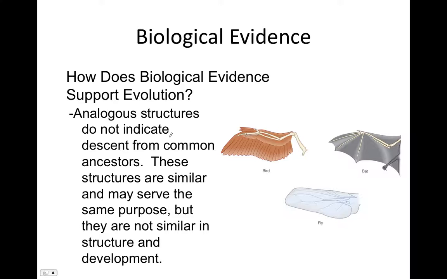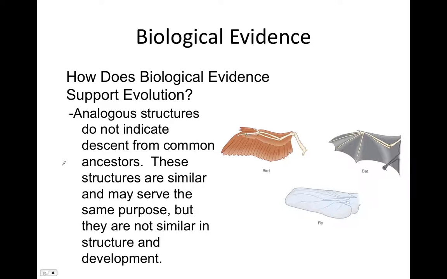Another example of evidence demonstrates convergent evolution, not divergent, and those are analogous structures. Analogous structures do not indicate common ancestry like homologous structures do. What they do indicate is that organisms from different evolutionary ancestry are being selected upon by similar factors in nature.